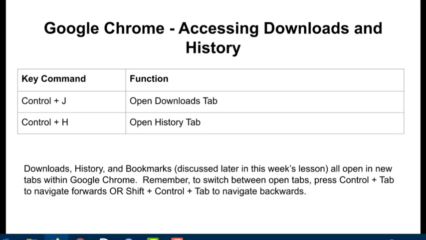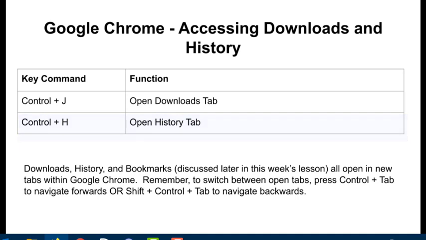Accessing downloads and history is kind of important, so it's important to know how to get to those things. What's really interesting is you can do a Control plus J, and that opens the Downloads tab in a new tab. It doesn't navigate you away from your current location. It opens those downloads in a new tab and will more than likely open that tab for you and place you in it. Control H does a similar thing in that it opens the History tab.